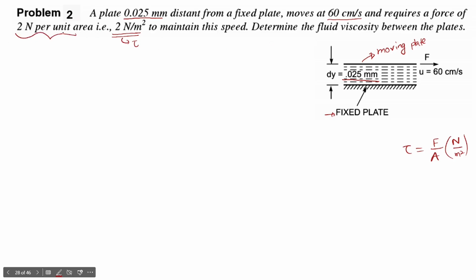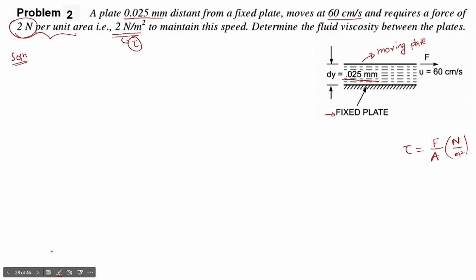So 2 Newton is the force, and as it is said per unit area, that means per meter square. So this will become your stress. This is to maintain the 60 centimeter per second speed of that upper plate. Now you are asked to find or determine the fluid viscosity between the plates. So now this is very easy. See, I'm writing the solution here.